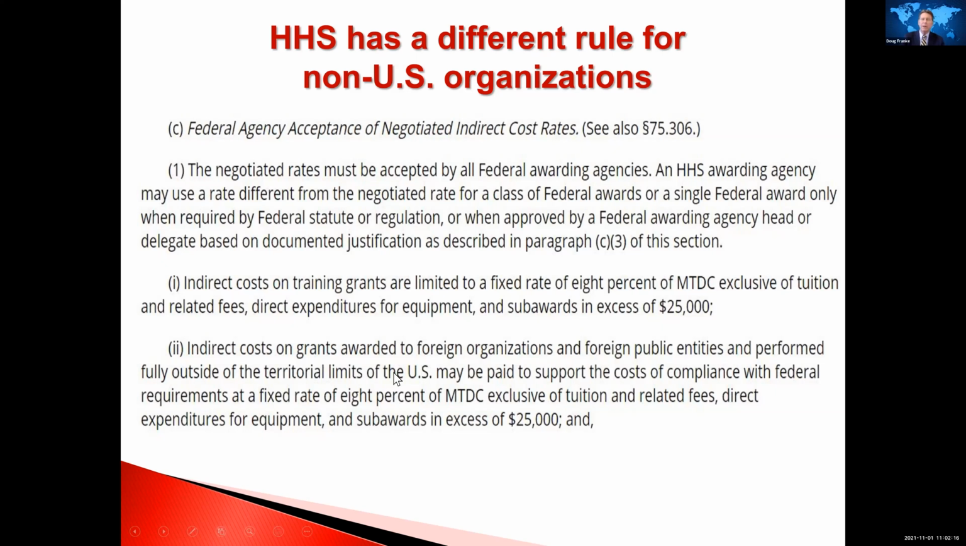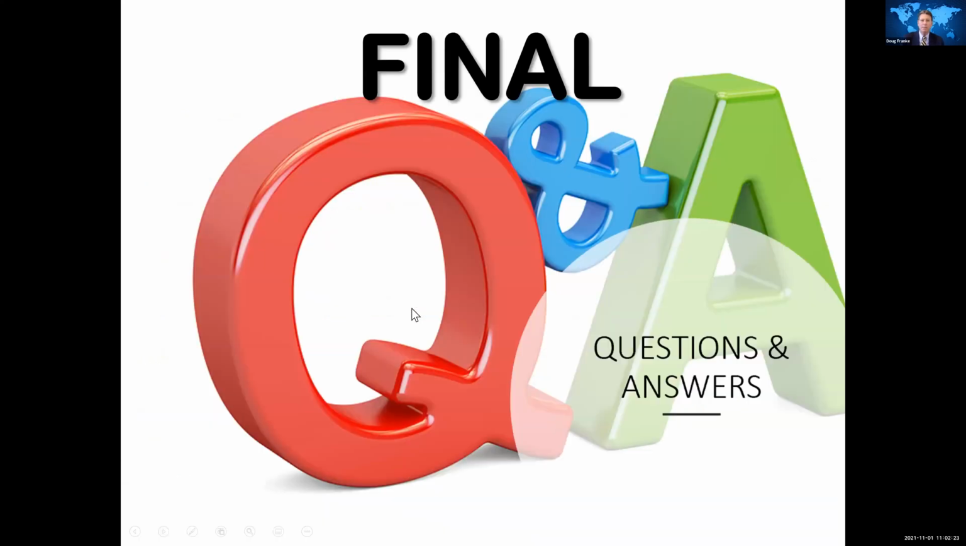So, subrecipients, the thing you should try to be doing is direct cost as much as you can, and then get the 10%. That would be your best strategy.